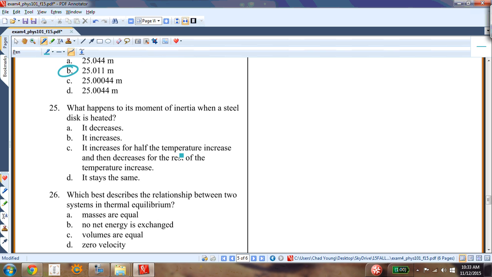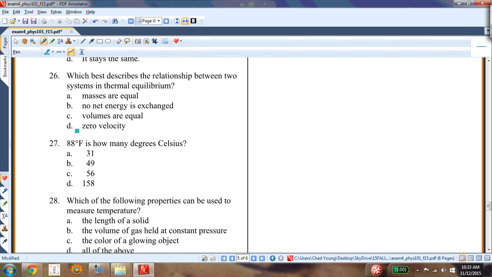What happens to the moment of inertia when a steel disc is heated? Well, when a steel disc is heated, it gets bigger. So the radius gets bigger, the mass stays the same, so the moment of inertia will increase. What describes the relationship between two systems in thermal equilibrium? That means no net energy is exchanged. You could also say they have the same temperature, but there's no exchange of energy between the two because they're in thermal equilibrium.